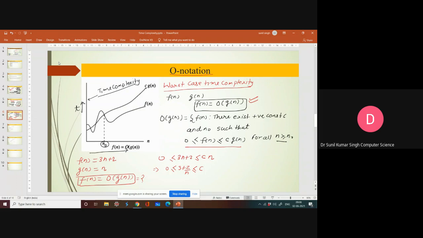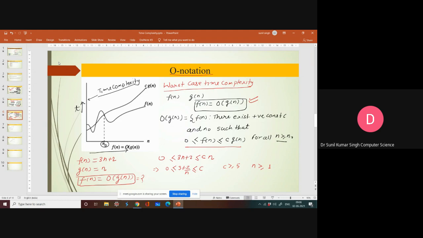So can you tell me what should be the value of c? If n is equal to 1, then this value is going to be 5. So that means if we take c is greater than or equal to 5 and n is greater than or equal to 1, then it is going to hold this inequality.